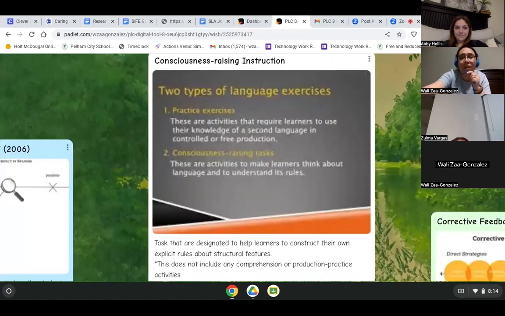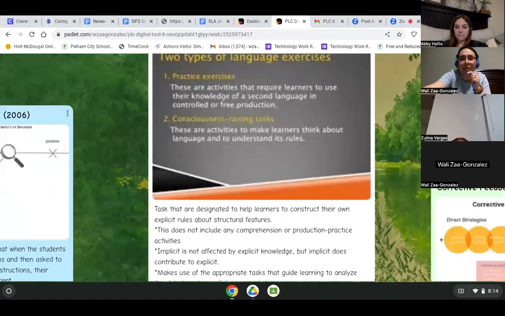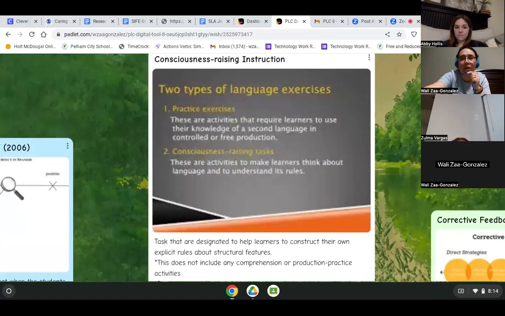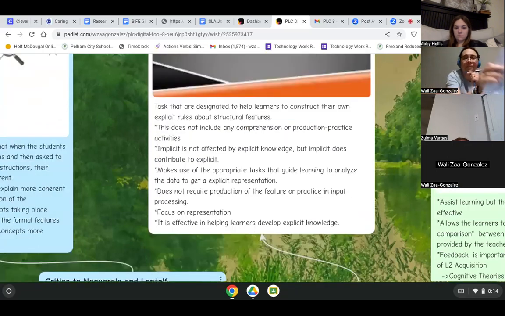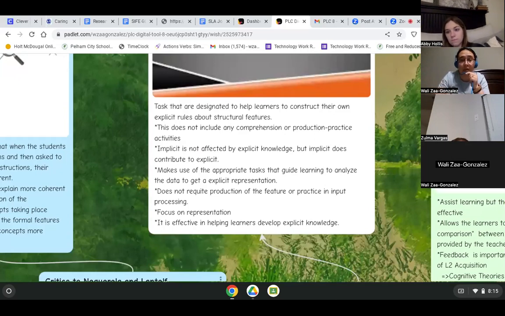There are two types of language exercises, and one of them is what they call consciousness raising instruction. This is when there are instructions or tasks that are designed to help learners construct their own explicit rules about structural features. This does not include any comprehension or production practice activities. It's just the understanding. Implicit knowledge is not affected by the explicit knowledge, but implicit does contribute to explicit.